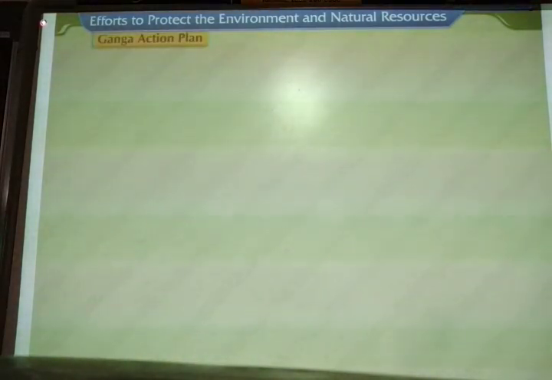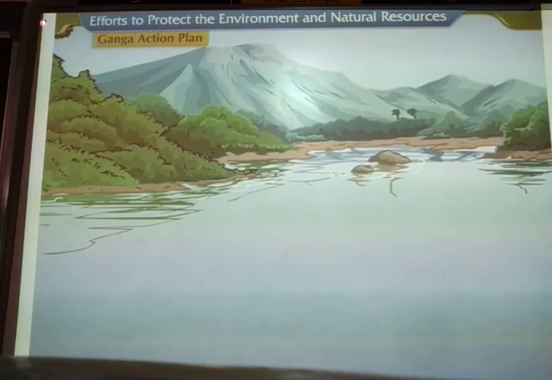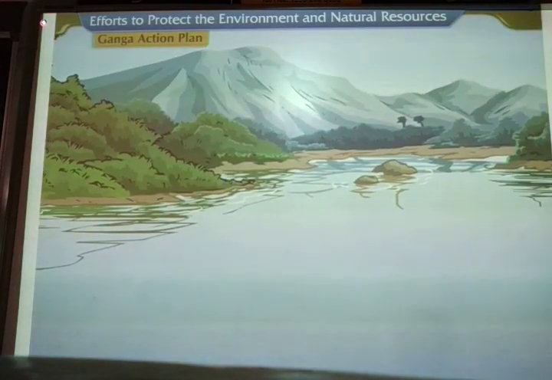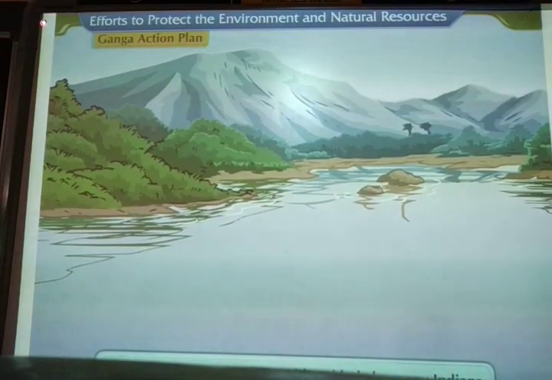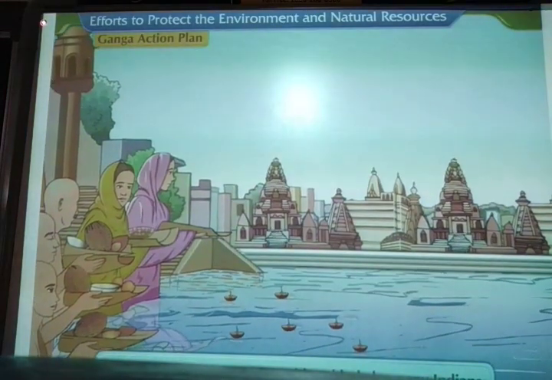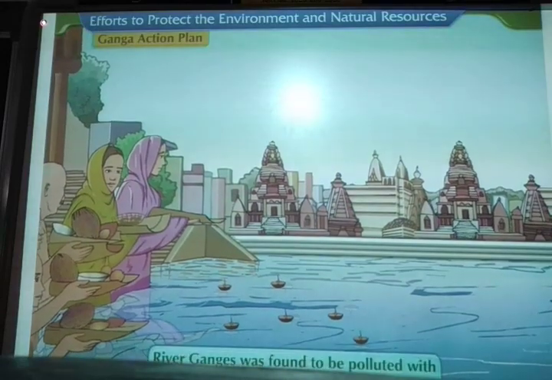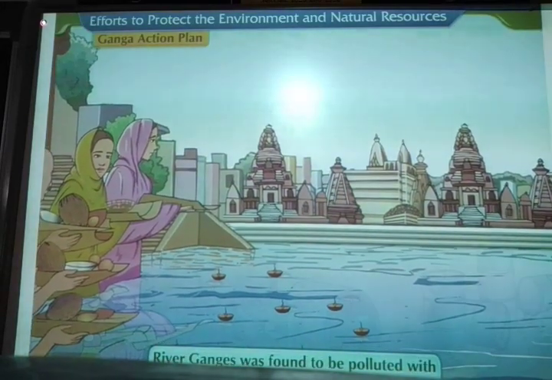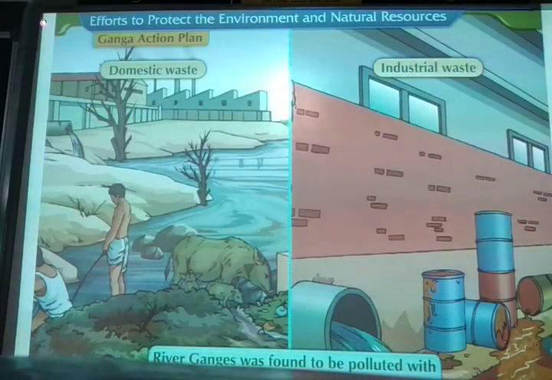Ganga Action Plan. You all know River Ganges. Water of River Ganges is considered holy by many Indians. However, it was found to be polluted with both domestic as well as industrial waste.